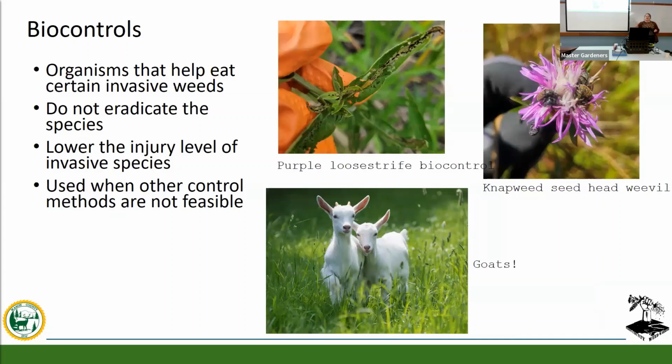Biocontrols are another piece of that integrated pest management story. These are insects or organisms, often they're insects, but they can be other organisms, that we release to eat or kill back the invasive species. Biocontrols are never going to work to eradicate a weed population. They are just going to lower the injury level. So if you really want to eradicate a weed, I would focus on other control strategies, but biocontrols are a great thing to integrate if a plant is too far gone to be required for control, or if the site is inaccessible to humans.